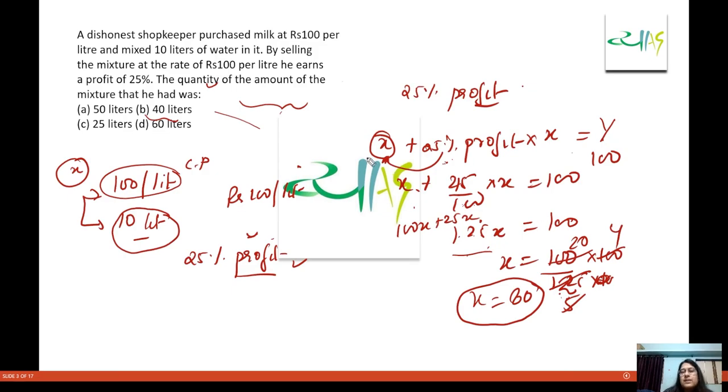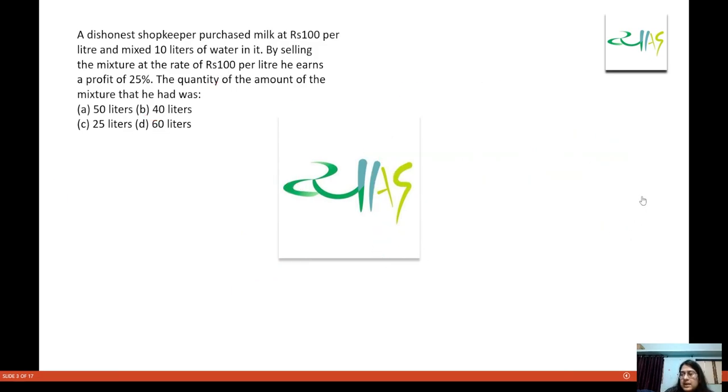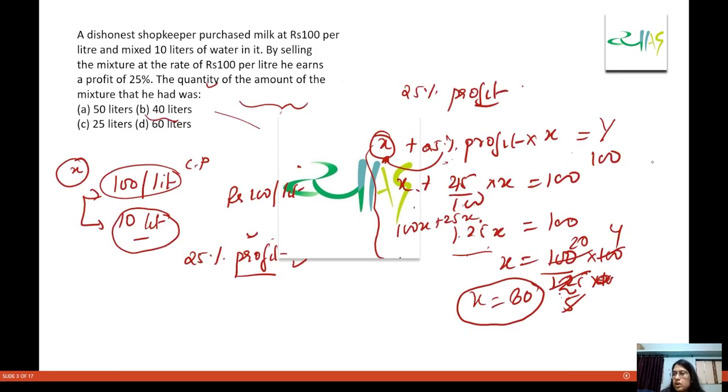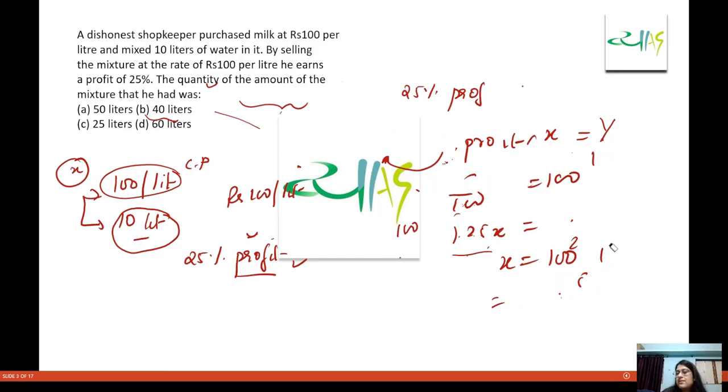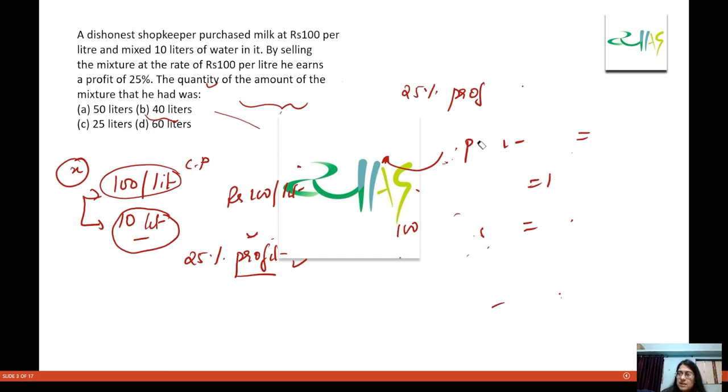Now, if this looks cumbersome to you, let me tell you one very short method. What is the short method of doing this? Whenever percentages come, we will study a lot of shortcuts for that. But till then, let us devise a method which helps us get the percentage very quickly. So what is that method? If I have my cost price as X, and I am earning 25% profit, that means 0.25x profit.